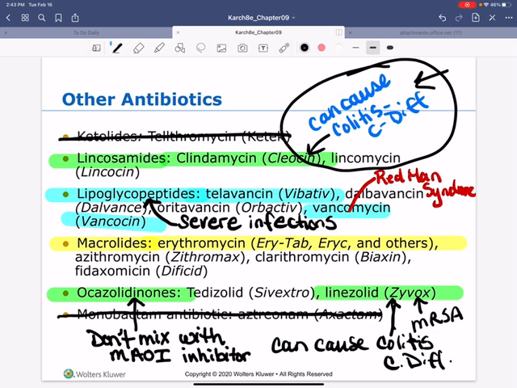And then also the next class, which is your Zyvox, your linezolid. That can cause C. diff also. How about that? It's used to treat MRSA, and it can cause colitis. This is more of a narrow spectrum antibiotic, and it has an effect of an MAOI in your system.